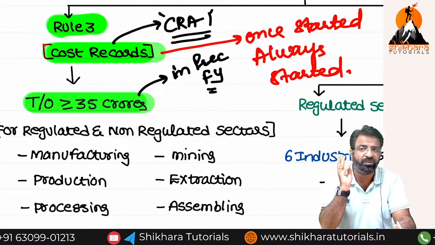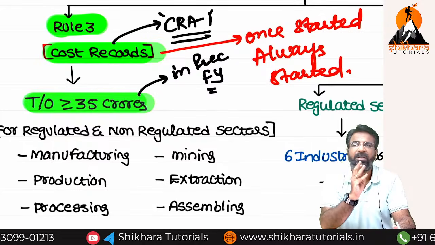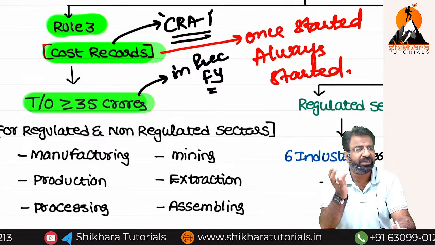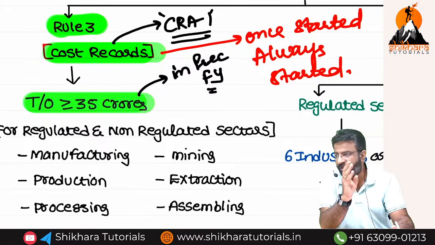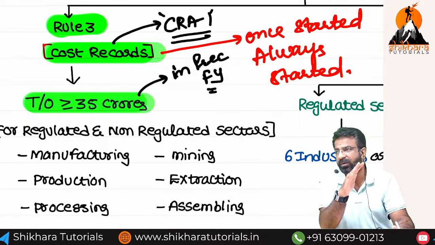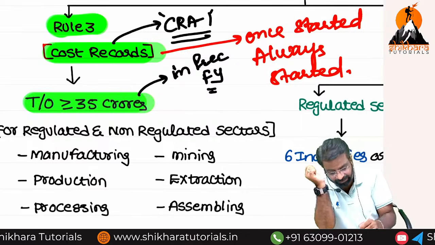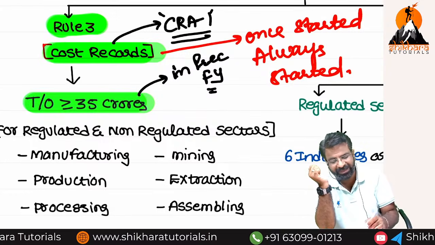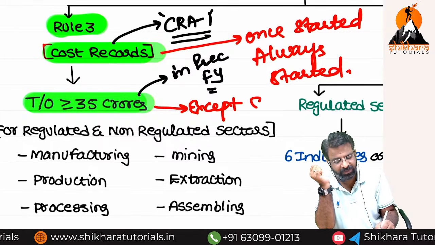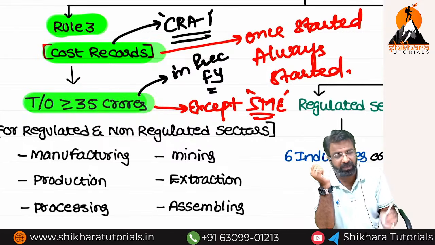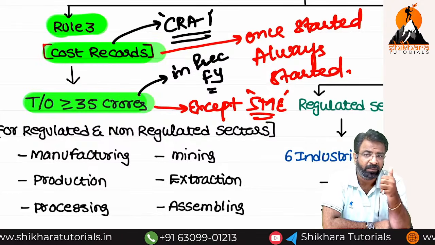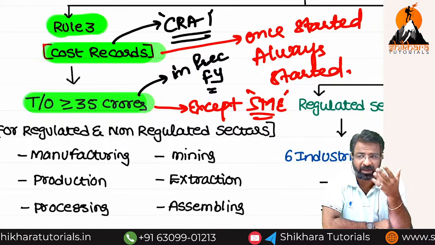On which industries are cost records applicable? All the industries, be it manufacturing, mining, production, processing, assembling, and extraction. And total, how many industries are there? 39. All are going to get covered under what? Cost records, except one industry that is called SME. Except what? SME. What is SME? Small, medium enterprises which are registered under MSME Act. What is MSME? Micro, Small, Medium Enterprises Act.